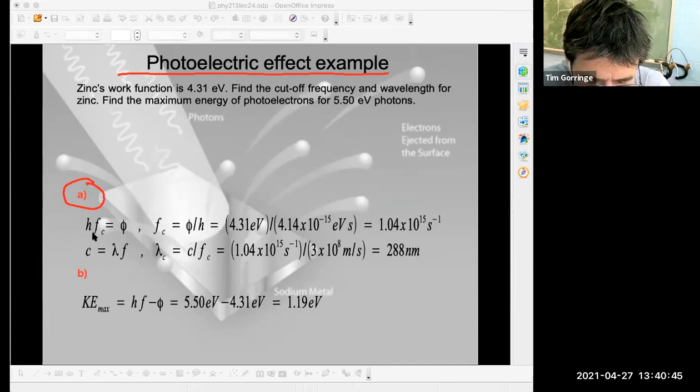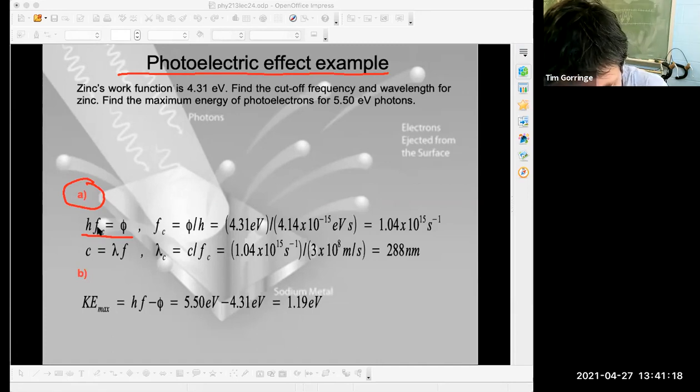Well, the cutoff frequency, given by this little equation here, corresponds to the photon energy that's equal to the work function. So that would be a photon that's just able to eject an electron. That electron just gets out. It has no kinetic energy. So that's the definition of the cutoff frequency.